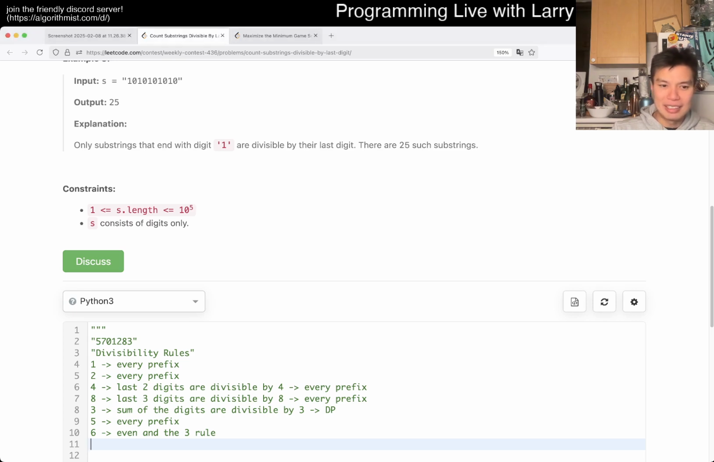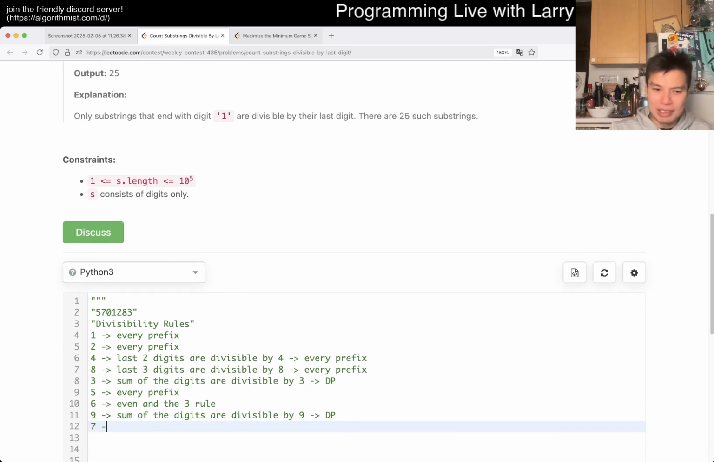Oh yeah, 9 is the sum of the digits divisible by 9, also DP maybe. Again, I'm not gonna go over these, but then 7 is the tough part that people tell me about, right?